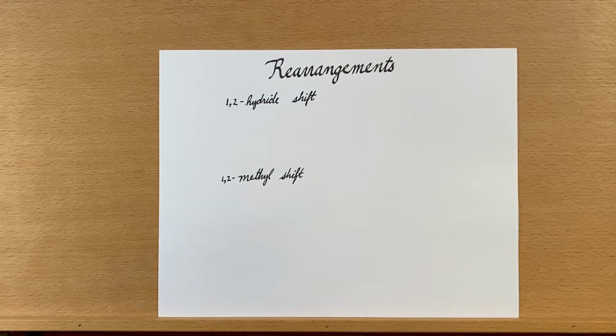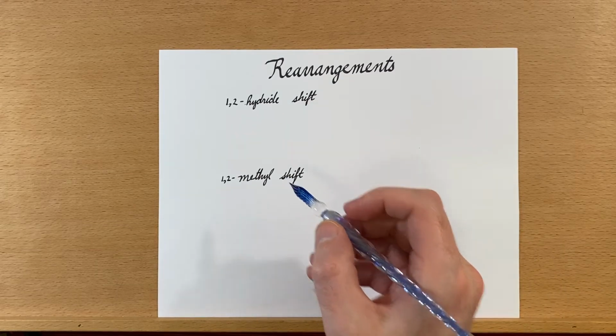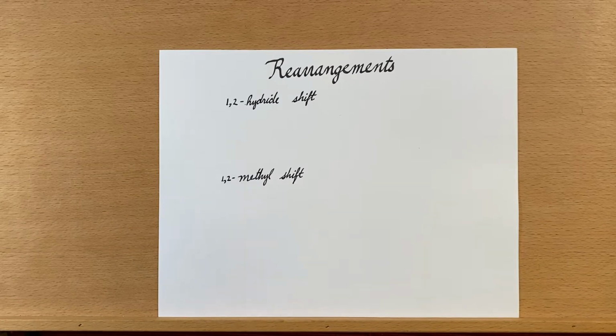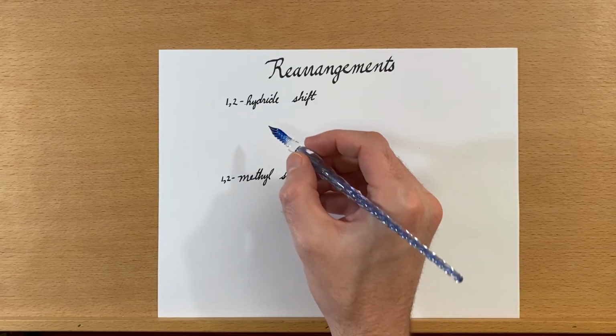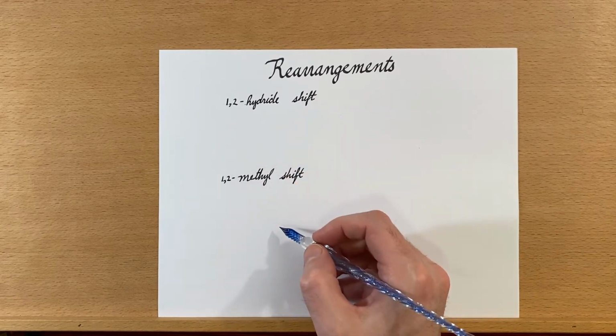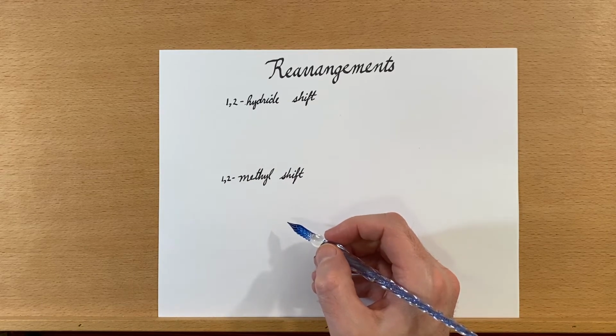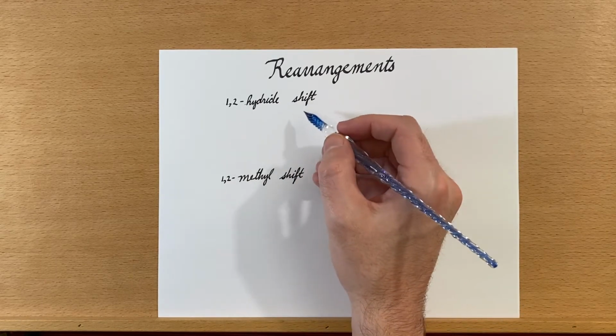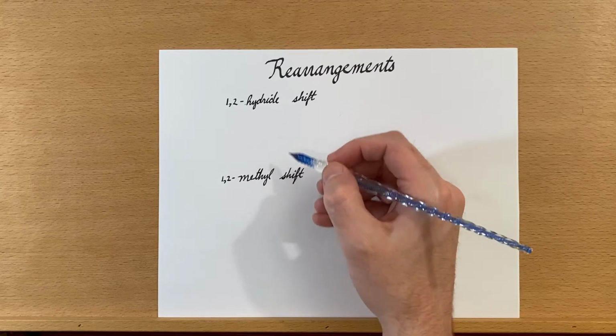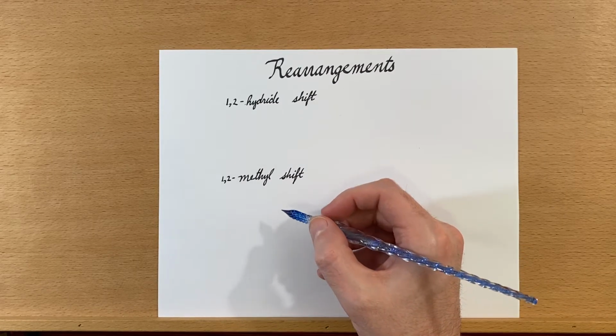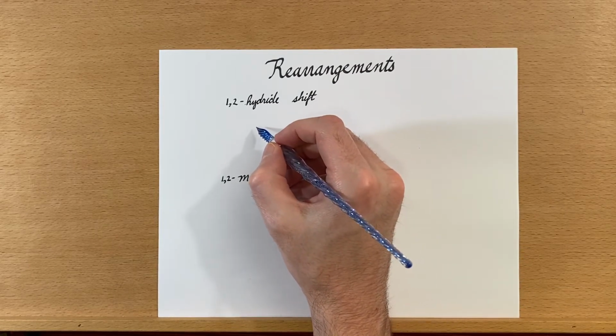Next on the list of mechanism steps are rearrangements. And we have a couple that we're going to look at here. We have the 1,2 hydride shift and the 1,2 methyl shift. And these are very similar to each other, except in what is moving around. So in the first case, we're going to move a hydrogen, and in the second case, we're going to move an entire methyl group. And it's a little bit easier to move a hydrogen around, but under the right circumstances, methyl groups can move as well.